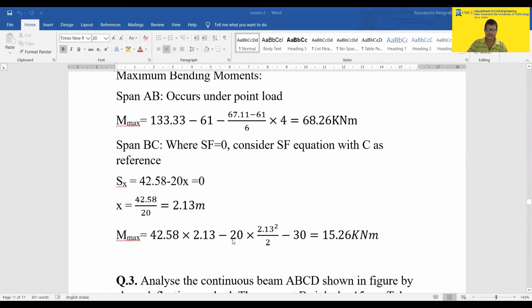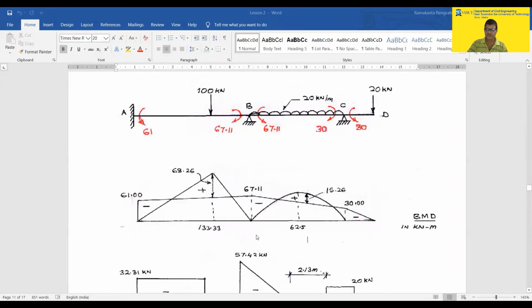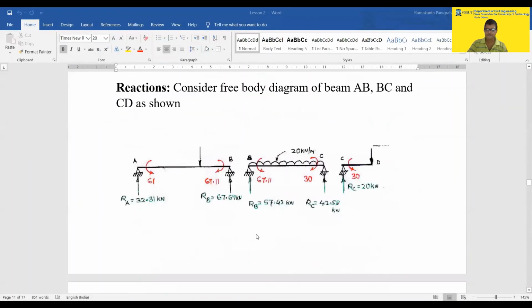42.58 into 2.13 minus double x square minus 30. So how is this acting? This 30 is acting clockwise. Now this is the reaction. You are taking moment here, so this will give anti-clockwise. So RC into this distance X will give the anti-clockwise, minus this 30, and minus W into x square by 2. So accordingly it has been calculated.